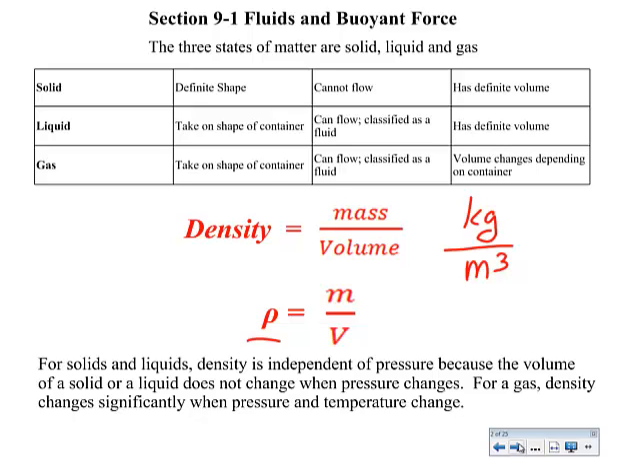For solids and liquids, density is independent of pressure because the volume of a solid or liquid does not change when the pressure changes. For a gas, the density changes significantly when pressure and temperature change.